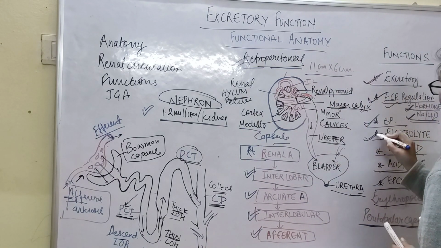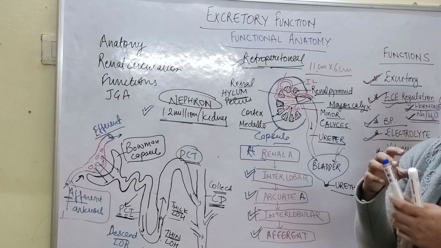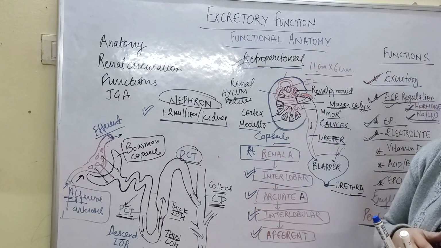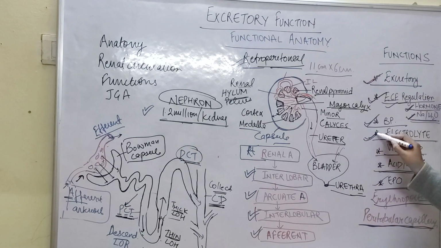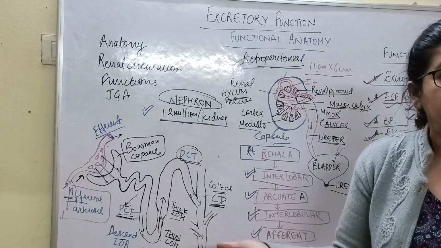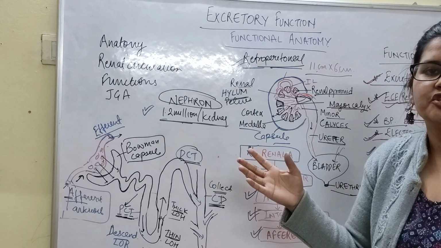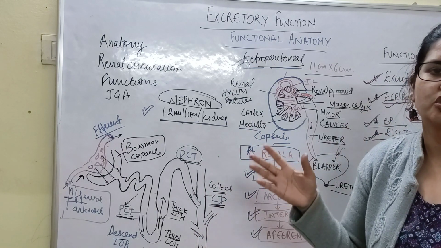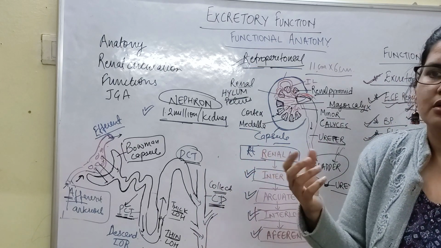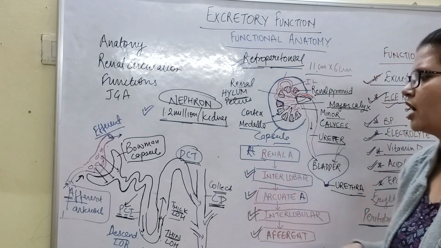Then electrolyte balance. In urine formation, we'll see how sodium and potassium are sometimes secreted and sometimes reabsorbed. So that's how it maintains electrolytes. Vitamin D synthesis occurs in kidney, and acid base balance maintenance is done by kidney. This is a really important thing, that H positive secretion occurs in kidney. Many times ammonia excretion occurs. Then bicarbonate excretion also occurs via kidney. So we'll see in later videos how this occurs.